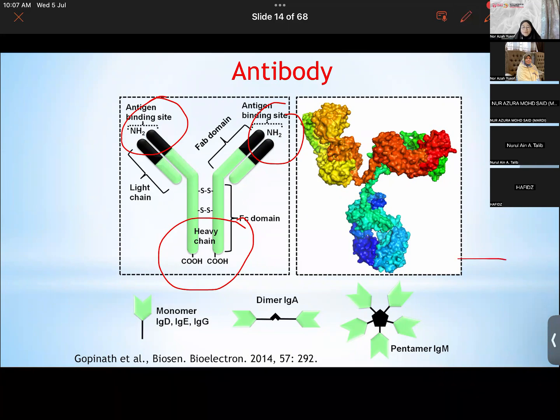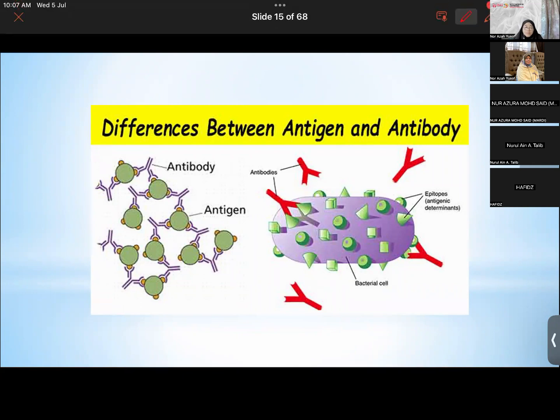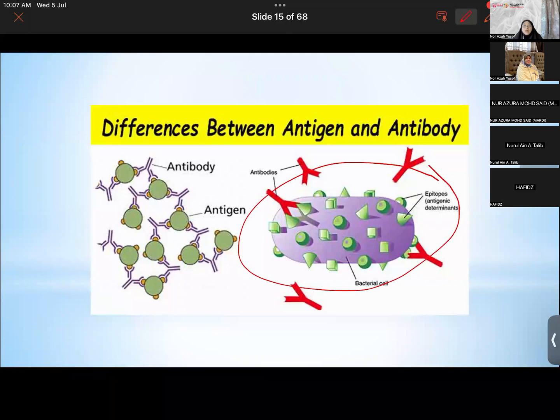I hope that I can tell you first about the difference between antigen and antibody. So this is the antigen. The antigen is the one that we are exposing to, or the one that we wish to measure. Sometimes in chemistry we call it analyte, but in biochemistry we call it antigen. The virus, the bacteria, those are the ones that we want to detect, called antigen. And you can see that the antibody, the red one, is attaching itself to the surface of the antigen, and we call it epitopes.